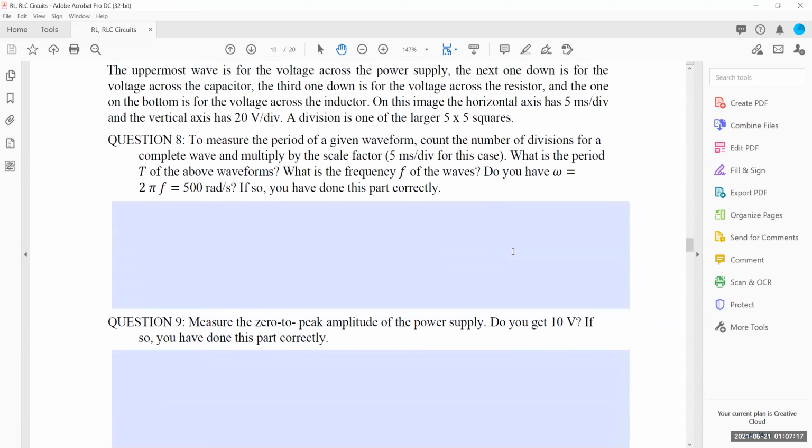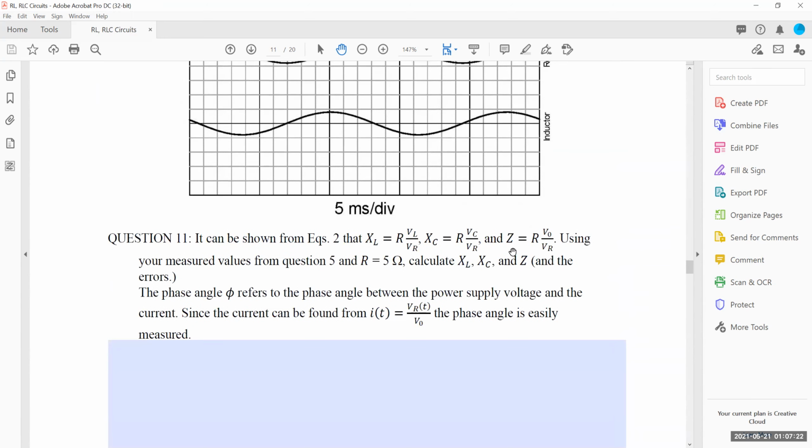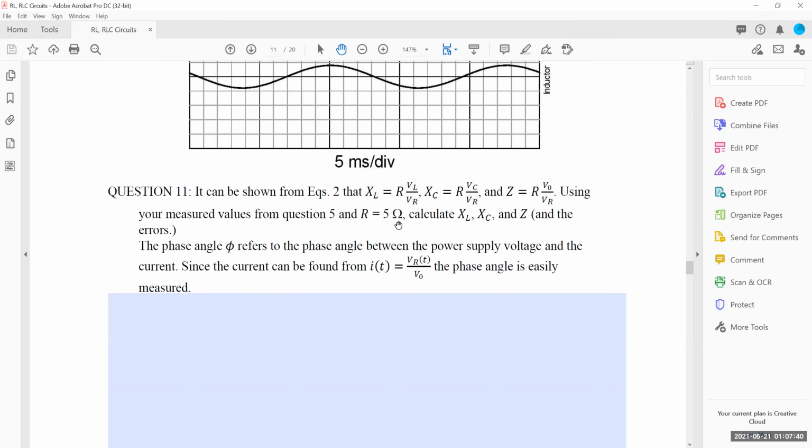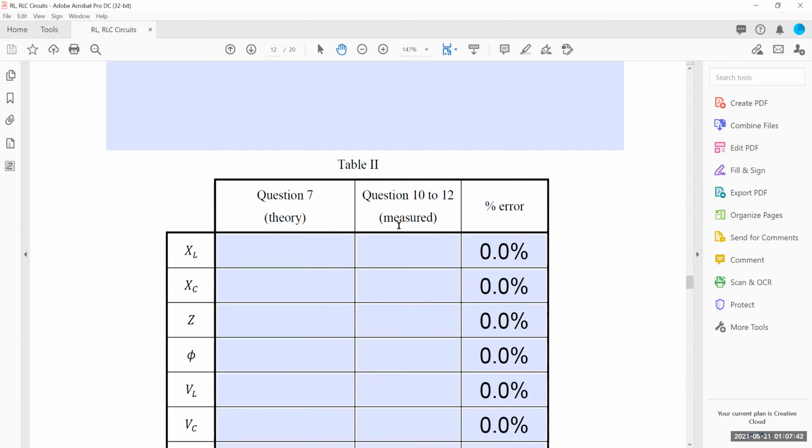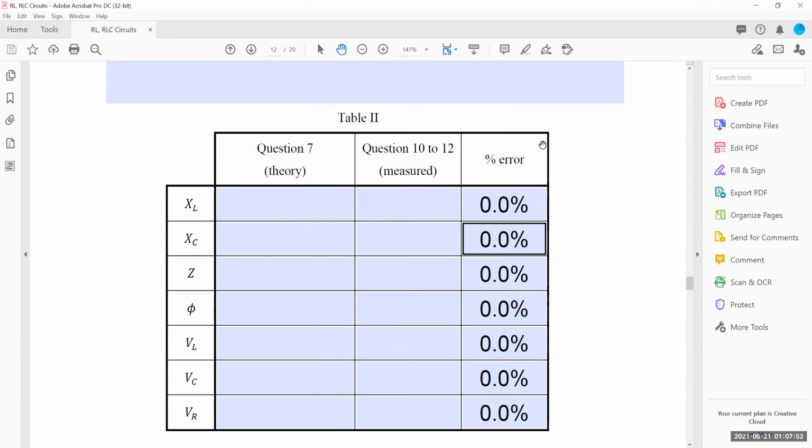So what is the expression that we're supposed to be using? Hold on. Because R is fixed, you measure it from question 5 and R is equal to 5, you calculate XL. Okay, here is the deal. XL, if you do that, is R times VL over VR. So R is 5 ohms. VL, you measured it. Here is the measured value. And VR, you measured it. Take the ratio multiplied by 5, and it's going to be XL. And you do the same thing for XC and the same thing for Z, basically.